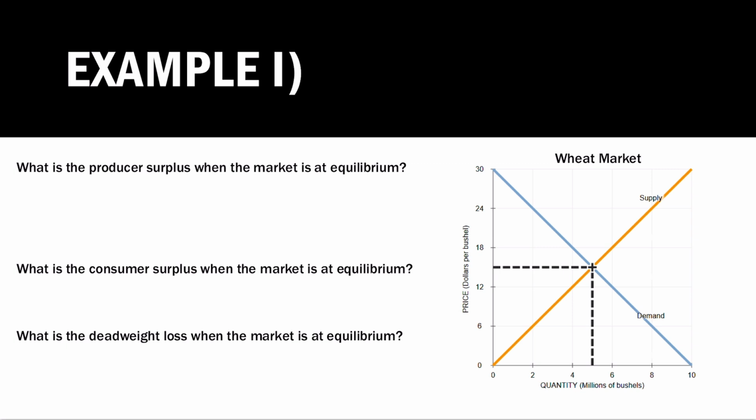So then it asks, what is producer surplus, consumer surplus, deadweight loss? So we already know this is 5. We already know this is 15. So if we start with producer surplus, it is the area above your supply curve, below your price. Since we're at equilibrium, it's the whole triangle that's shaded in the same color.